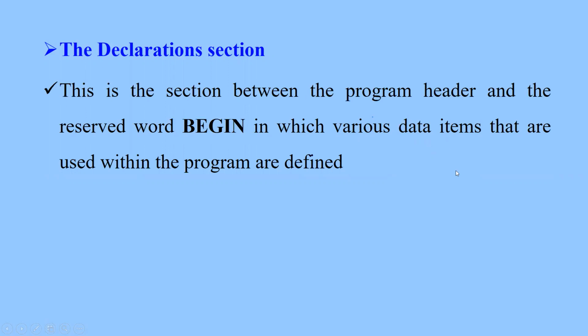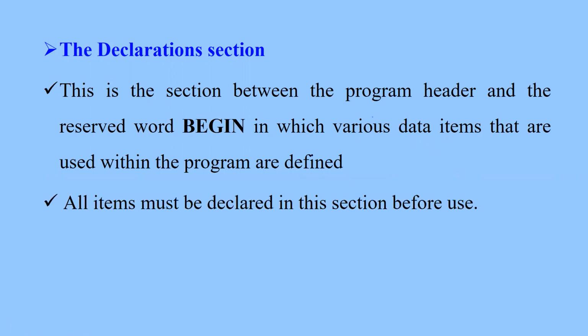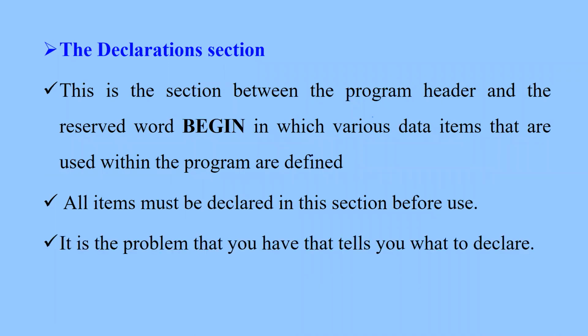Then the declarations section. This is the section between the program header and the reserved word begin, in which various data items that are used within the program are defined. All items must be declared in this section before use. So you have to declare all the variables that you're going to use, all the constants that you're going to use, and any other declaration within the declarations section. That is before the word begin. It is the problem that you have that tells you what to declare. So it is the kind of problem that you want to solve that will tell you what to declare.